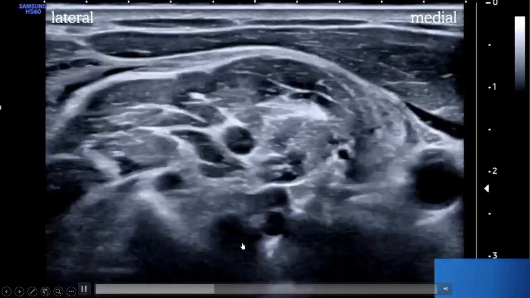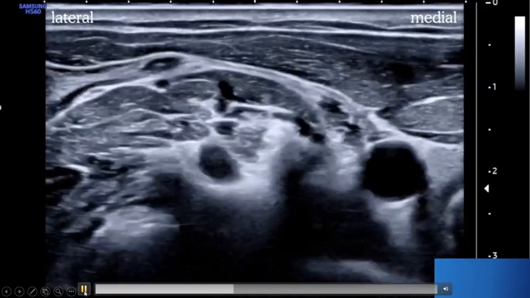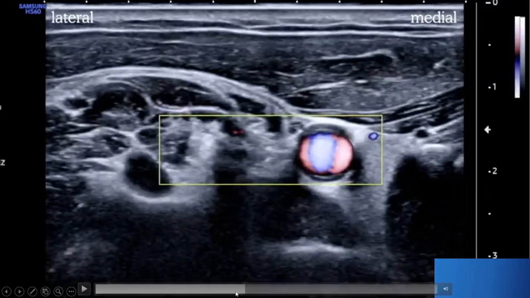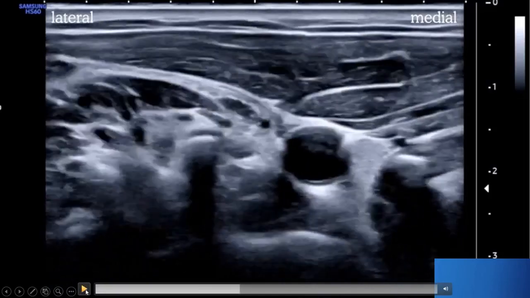So this is the C7 region, and as you move cephalad, what happens? You can see two structures. So this is the posterior tubercle and this is the anterior tubercle, and you have the C6 nerve root.